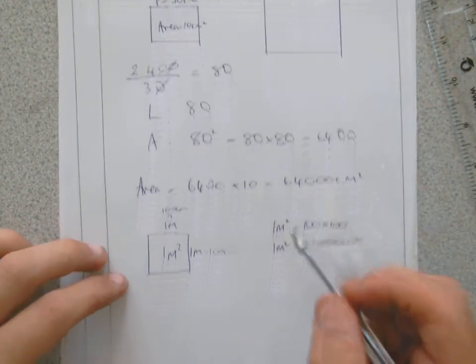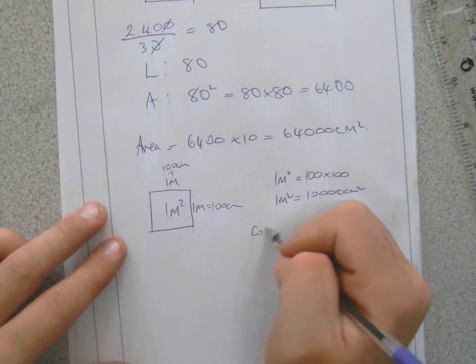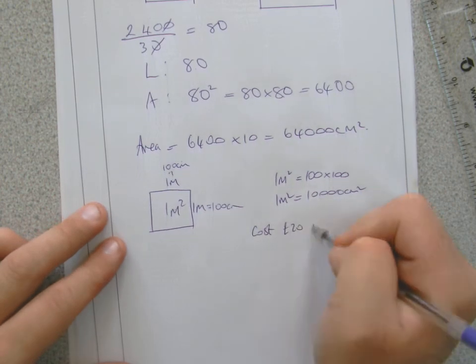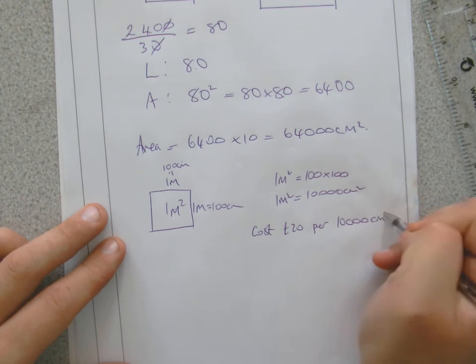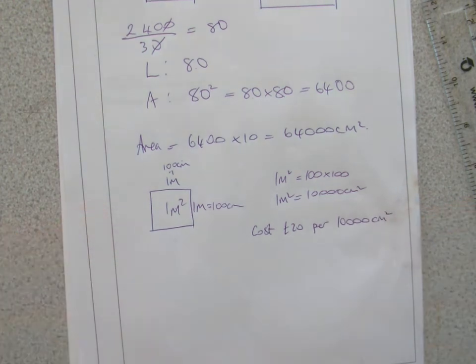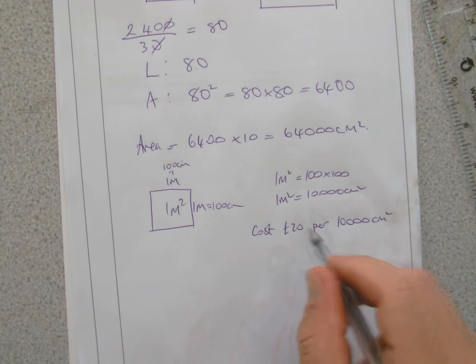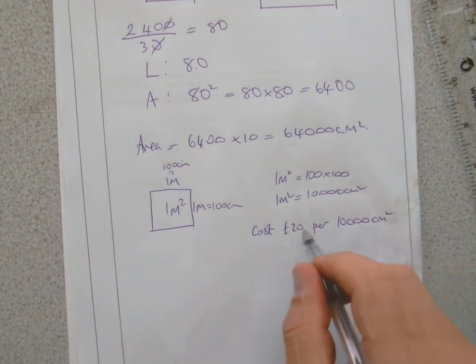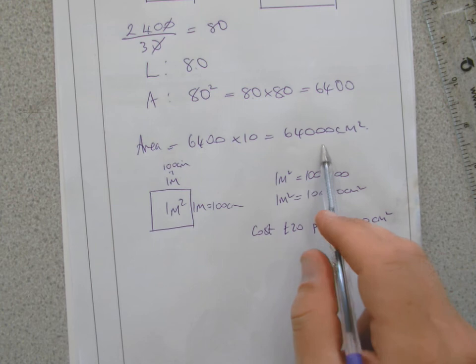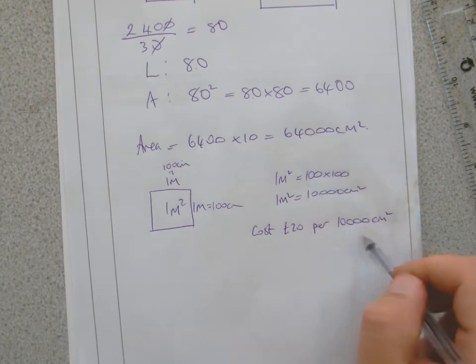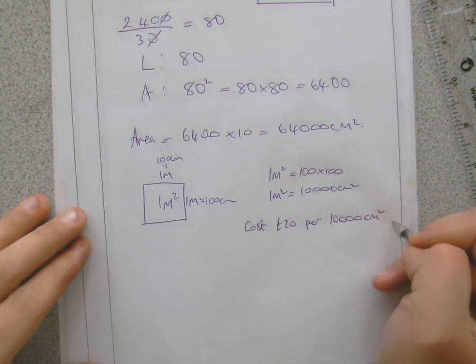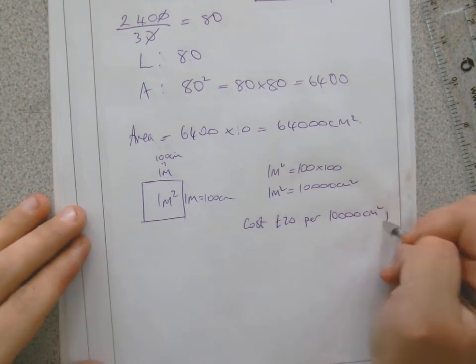So when it says the cost is £20 per metre squared, the cost will be £20 per 10,000 centimetres squared. Okay, so for 10,000 centimetres squared, the cost is £20. But of course the area for us is 64,000, so we need to make this a little bit bigger, don't we? Okay, so first of all I would times it by 6.